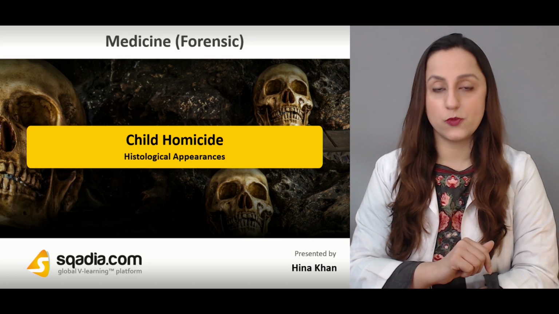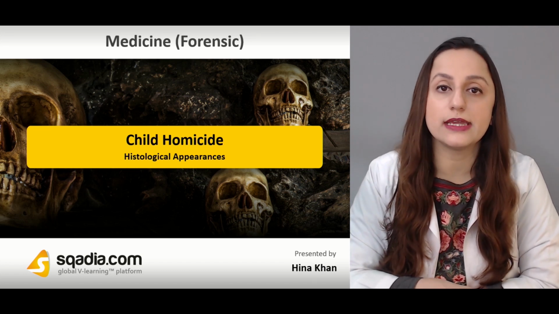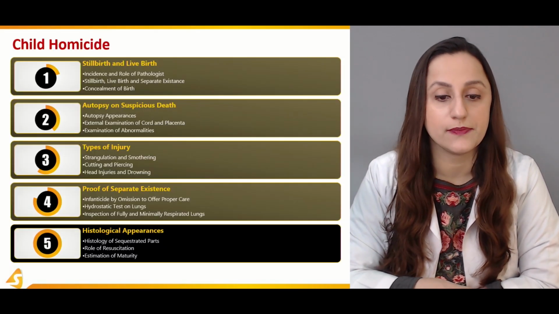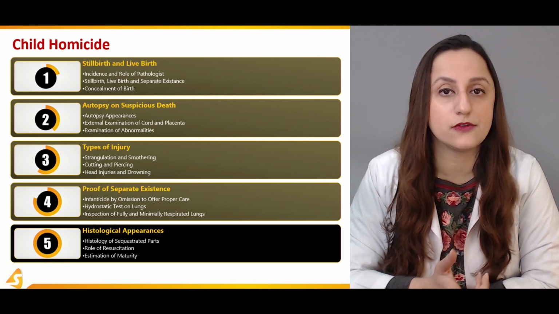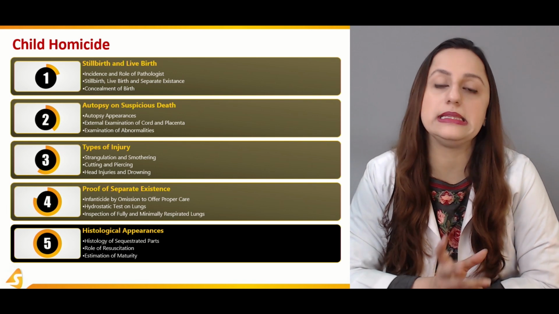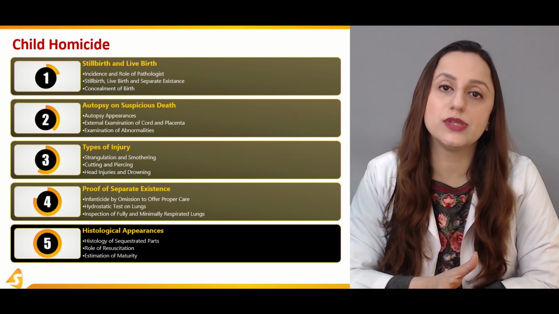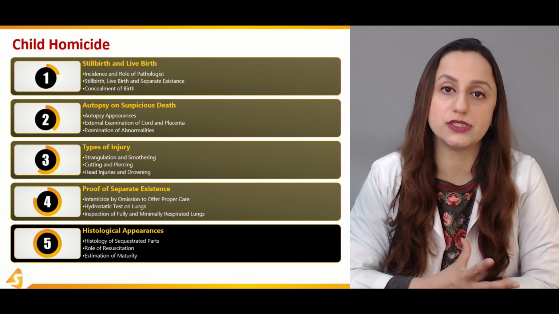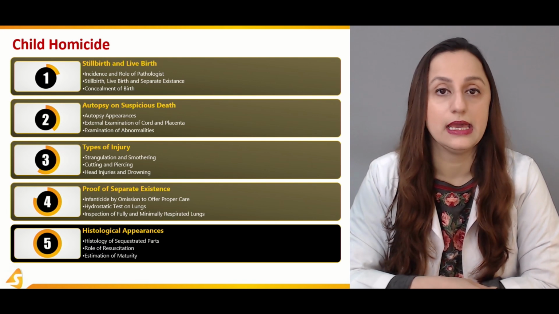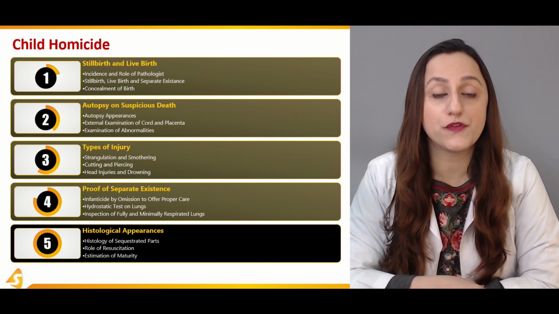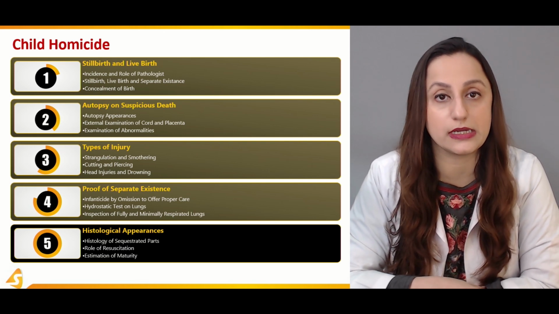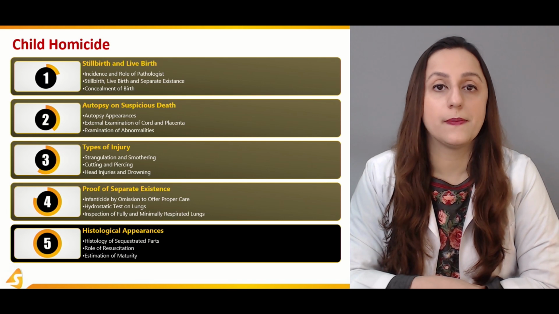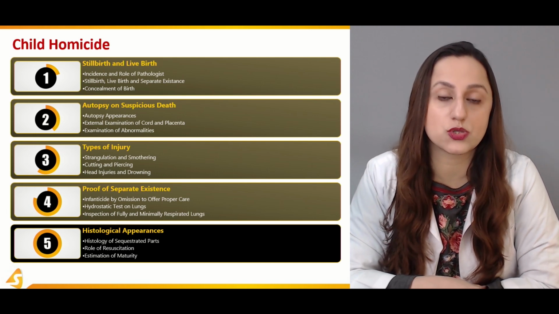Of course, we have to differentiate such a homicide from accidental causes as well. Now, the histology of the sequestered parts that are taken, for example, the lungs, the brain, the liver, the kidneys, that are sent to the histopathologist for further assays, is dealt with in detail over here. The role of resuscitation is quite common and of high significance over here, whether resuscitation was carried out in such a case or not.